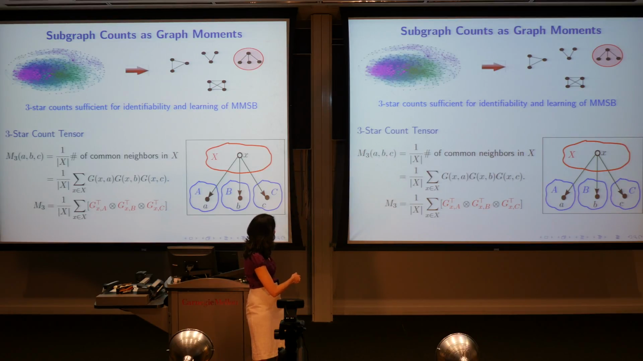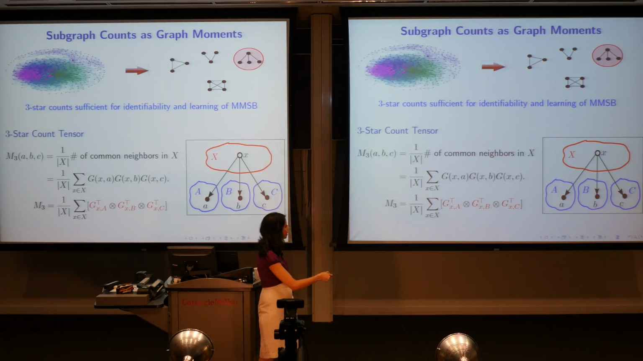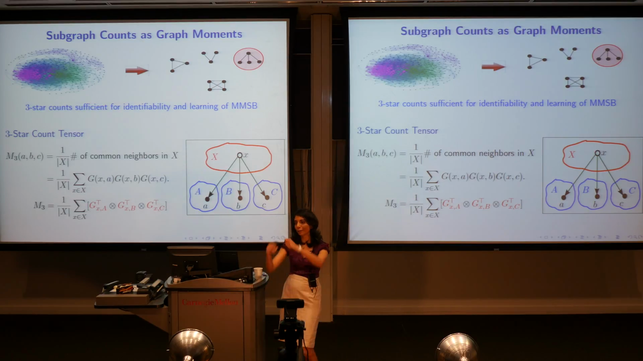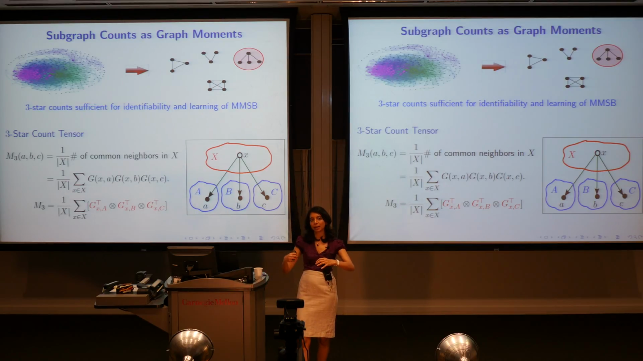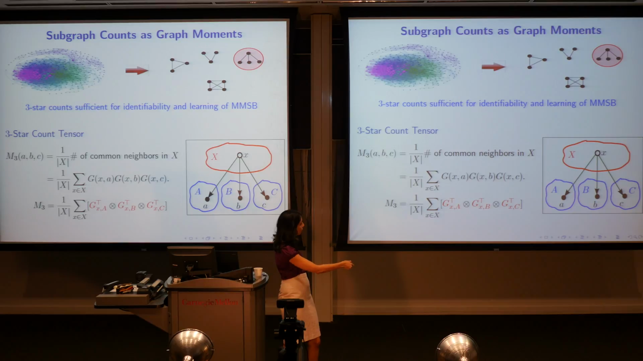But here, what I'm going to count is, for any given triplet of nodes, so this node here, A, B, and C, I'm going to ask how many common neighbors they have in the set X. Right? So think of it as counting the presence of these 3-stars, but I'm putting the nodes of the star in different sets to remove some dependency issues. And I'm averaging over the set of nodes here in X.